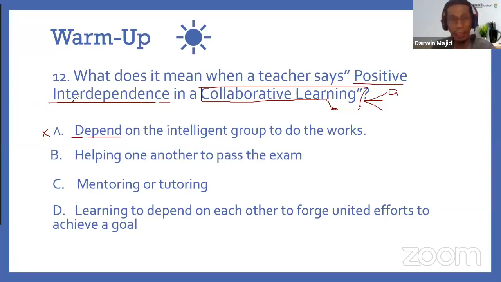Take note, interdependence. When we say interdependence, there is an interaction. Okay? There is an interaction. So, helping one another to pass the exam. Unity. Okay. Negative. Okay, kasi hindi natin alam kung paano mo i-help yan.